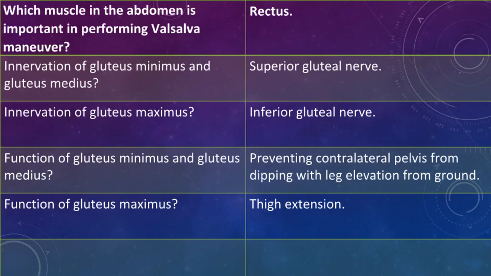Which muscle in the abdomen is important in performing Valsalva maneuver? Rectus. Innervation of gluteus minimus and gluteus medius. Superior gluteal nerve. Innervation of gluteus maximus. Inferior gluteal nerve. Function of gluteus minimus and gluteus medius. Preventing contralateral pelvis from dipping with leg elevation from ground. Function of gluteus maximus. Thigh extension.